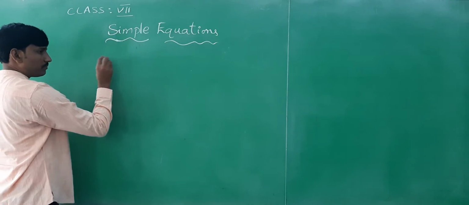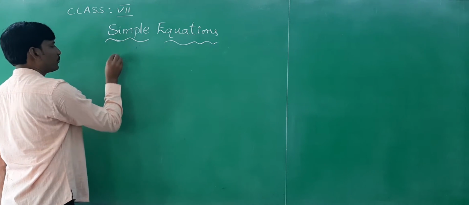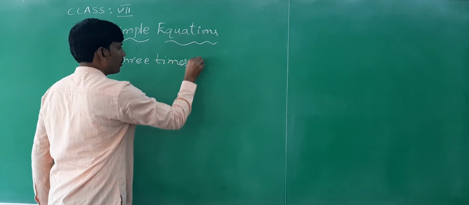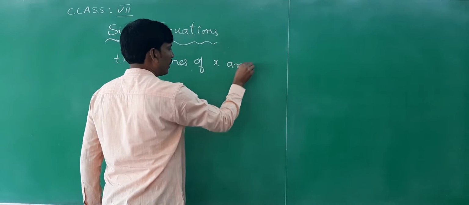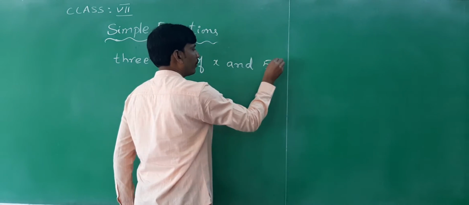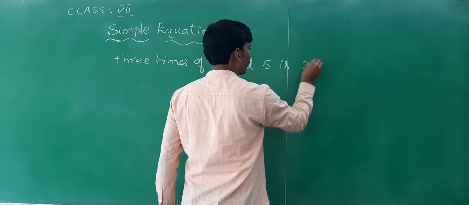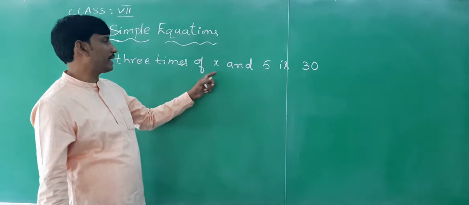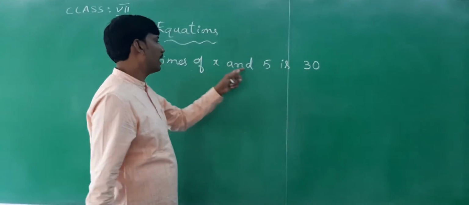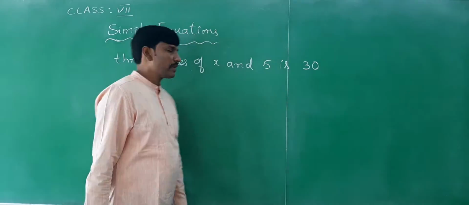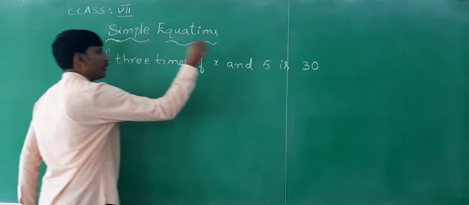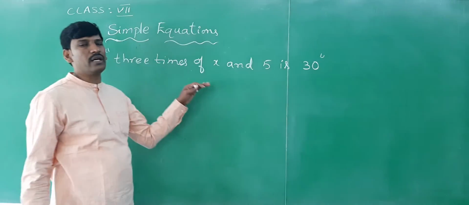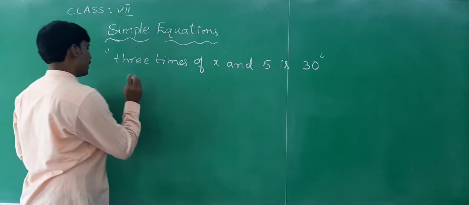See, when we add 3 times of x and 5, the result is 30. 3 times of x and 5 is 30. Whatever the given statement, we are going to convert it in terms of an equation. Right? What is an equation?